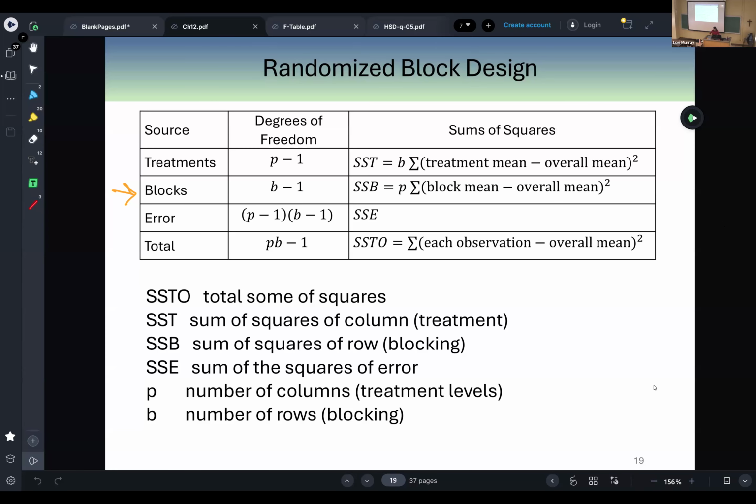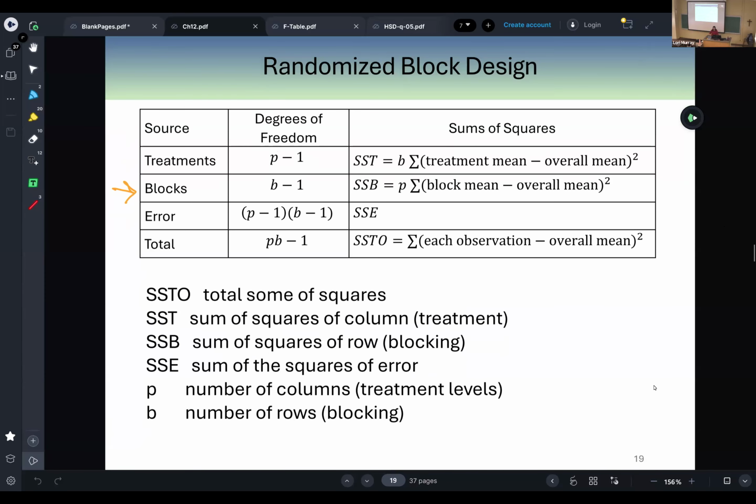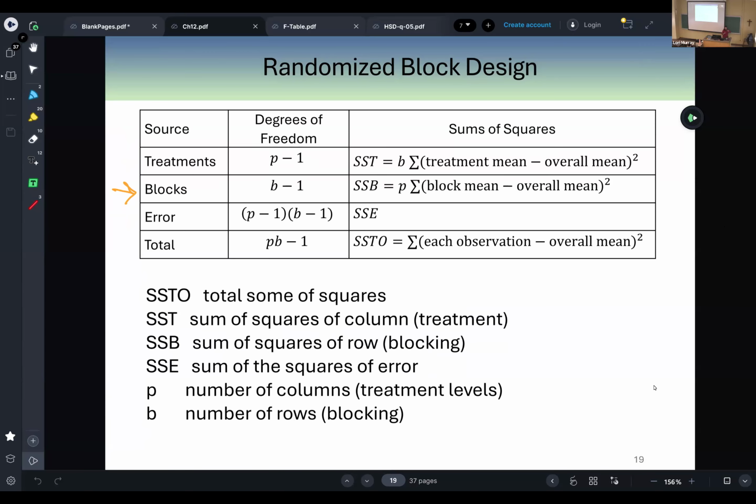Okay, so we're looking at the randomized block design. We want to finish this chapter. We only have a couple of things left to finish. And so we were looking at the randomized block design last time.